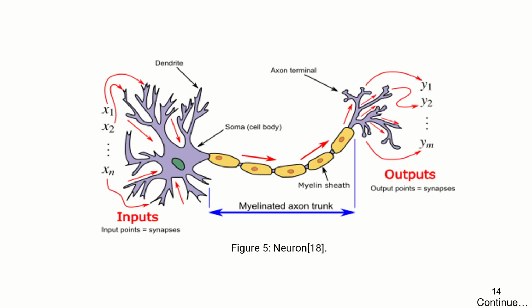This is a figure of a neuron, and it is marked where the input is given and where the output is taken. We give the input through the synapses, we then transfer, and it is taken as output through the axon.